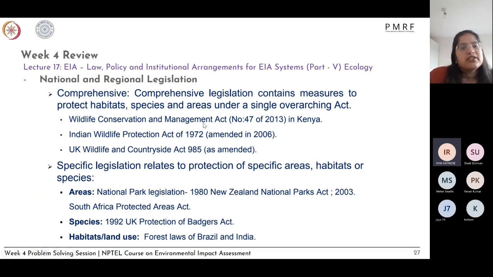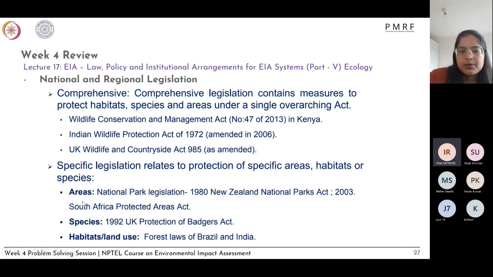So, comprehensive legislation examples include the Wildlife Conservation and Management Act in Kenya, the Indian Wildlife Protection Act of 1972, which was amended in 2006, and the UK Wildlife and Countryside Act of 1981, which was again amended at some point. And then for specific legislation, we have these three categories, which are areas, habitats, and species.